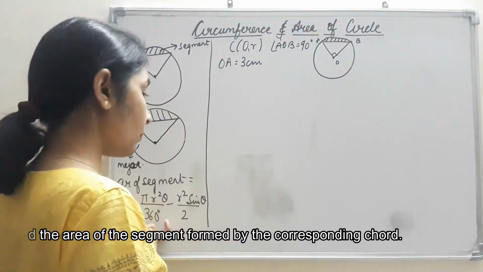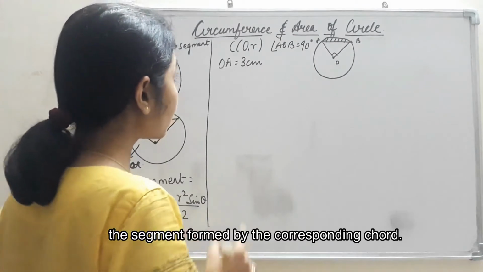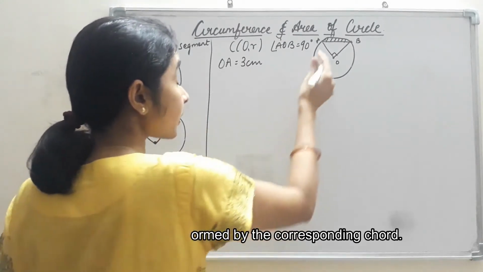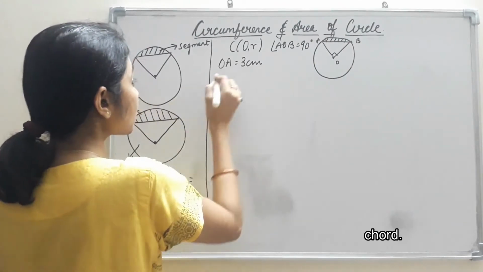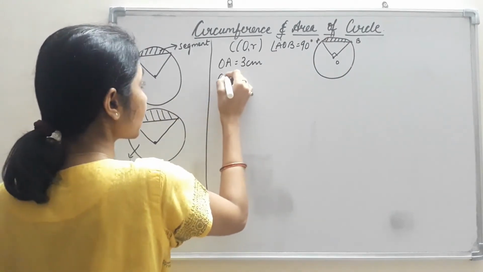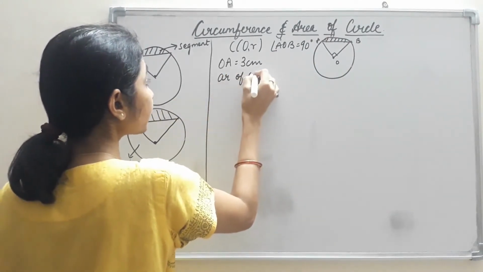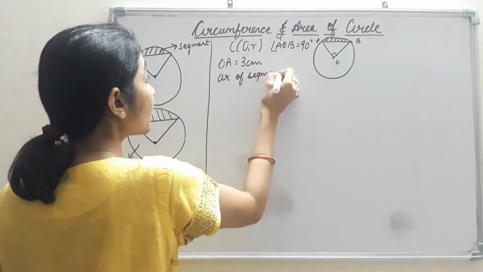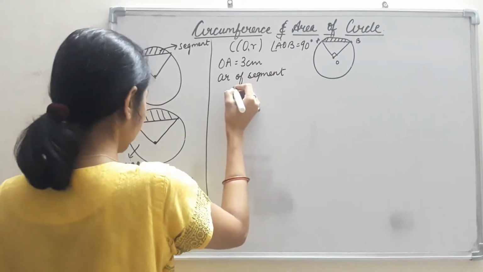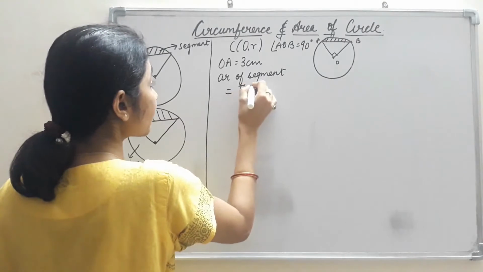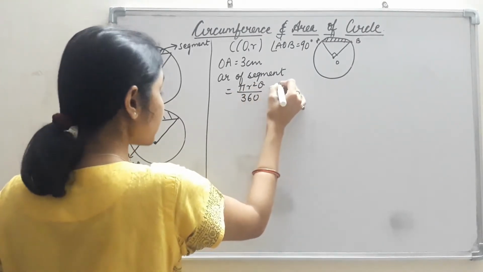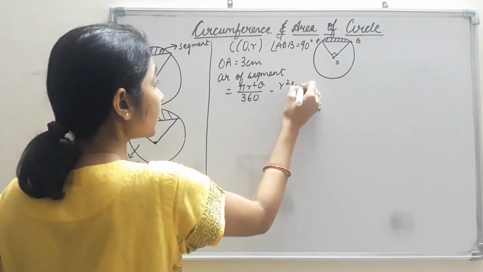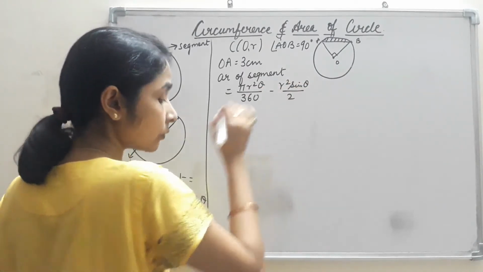Again, we'll just apply this formula to find the area of the segment. We are supposed to find the area of this segment. So, writing the formula, area of segment is equal to pi r square theta upon 360 minus r square sin theta upon 2.